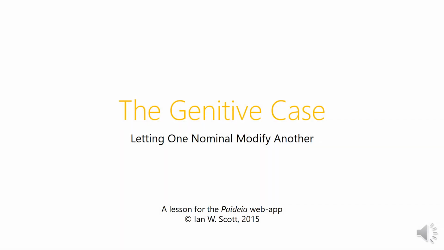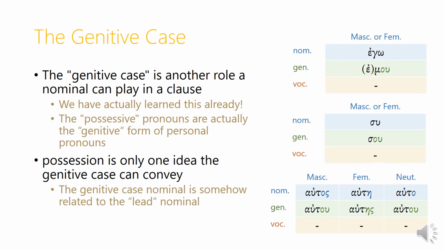In this video we'll be learning about the genitive case. The genitive case is another role a nominal can play in a clause. And we've actually learned a lot about this already because although we didn't call it genitive, the possessive pronouns are actually the genitive form of personal pronouns.